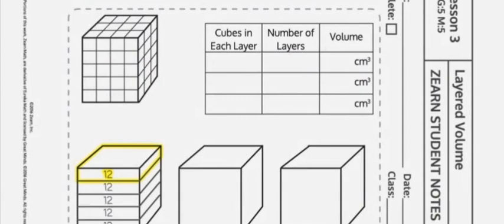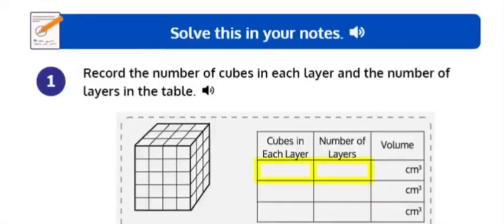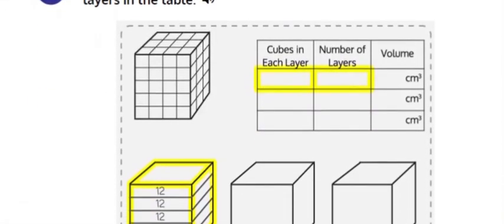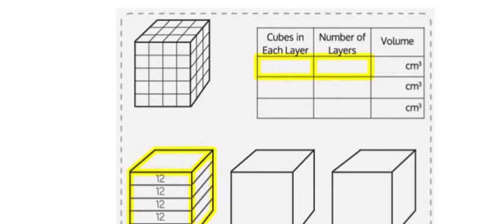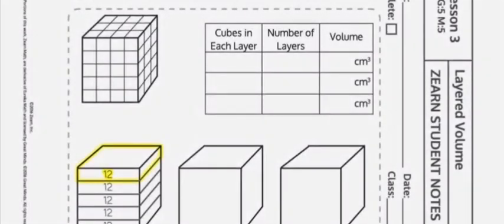How many cubes are in each layer? How many layers? Record this in the table. There are 12 cubes in each layer and 5 layers. So, what's the volume of this prism?